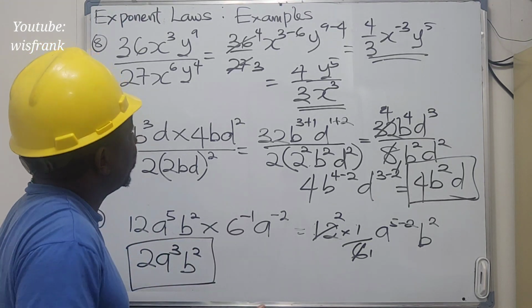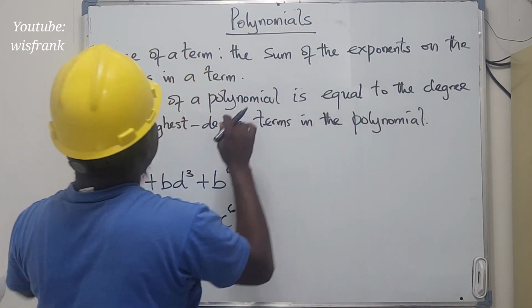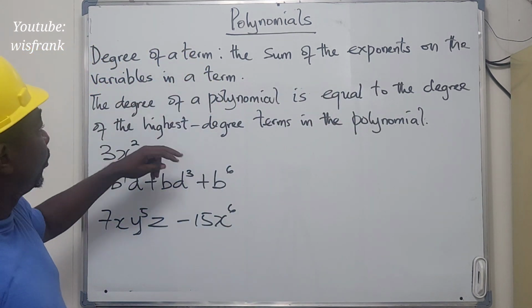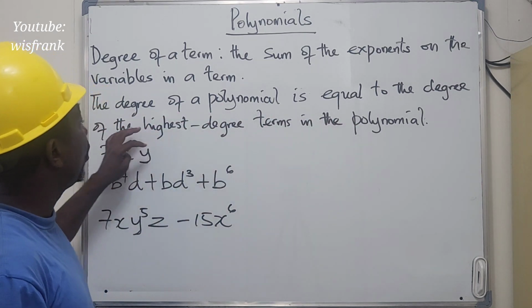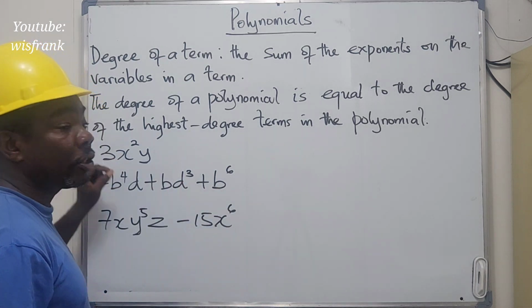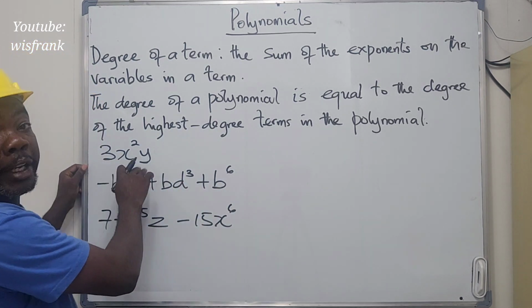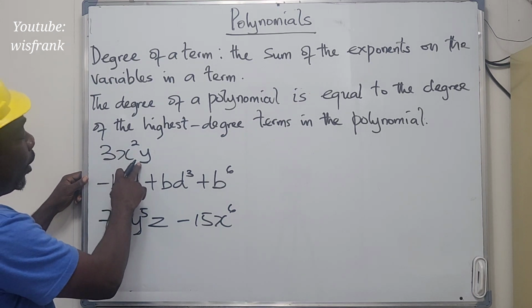Let's look at the next one, which is degree of a term. The sum of the exponents on the variables in a term. So the degree of a polynomial is equal to the degree of the highest degree term in the polynomial. So let us look at an example where we have this monomial where we have 3x to the power of 2y.